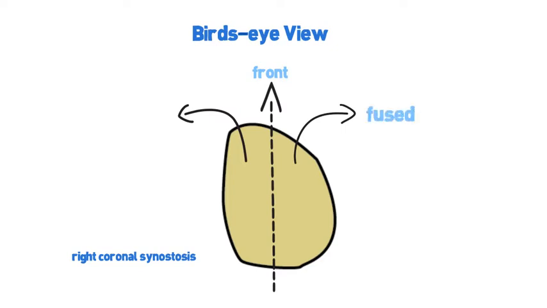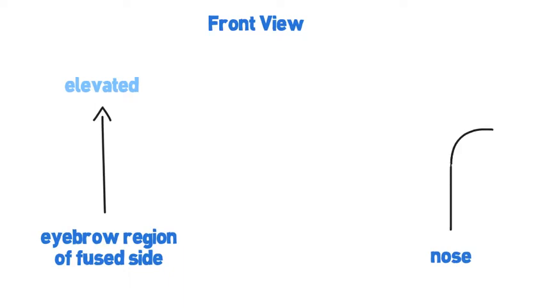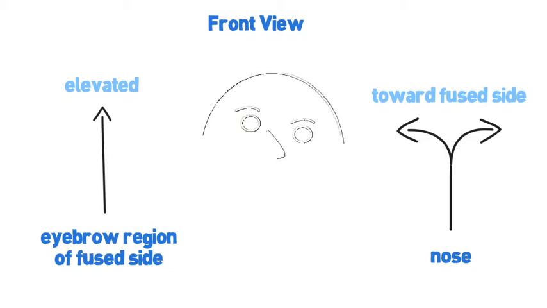From the top of the head, this can just look like the unfused side is protruding. From the front, there are two markers of coronal synostosis. First, the eyebrow region of the face will be higher on the fused side of the head than the unfused side. And second, the nose will appear to lean towards the affected side. This is because the root of the nose is being pulled toward the fused side of the face.